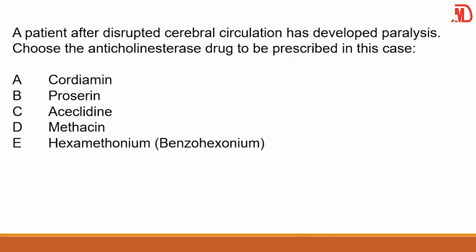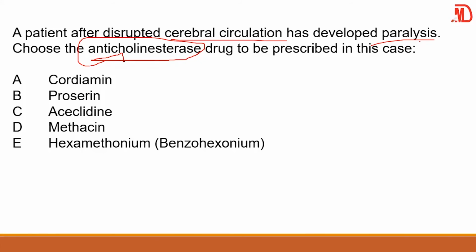A patient after disrupted cerebral circulation has developed paralysis. Choose the anticholinesterase drug, guys. Anticholinesterase. I think Mirabel has asked a question like this before, if I'm correct, I've forgotten. But who can tell me? Anticholinesterase drug. Proserine. Thank you. Proserine. As simple as that.